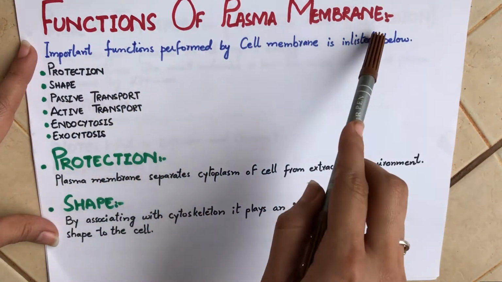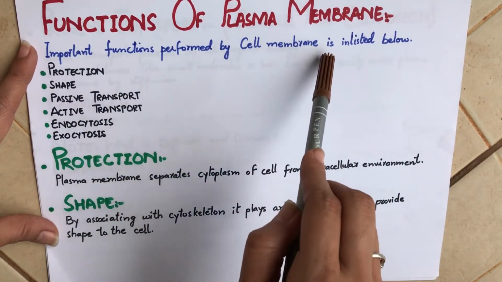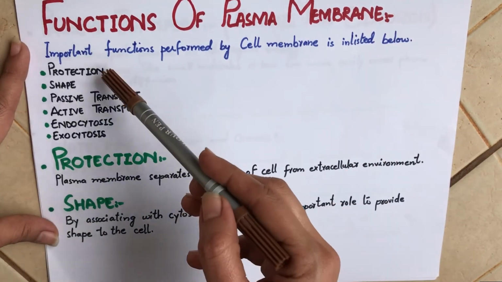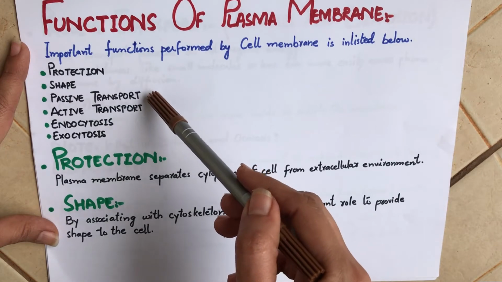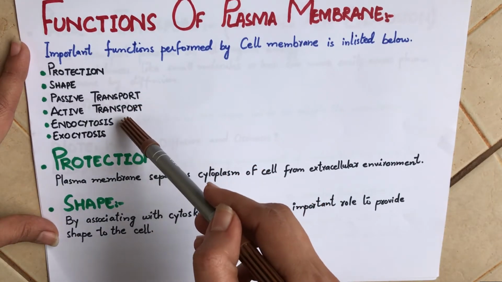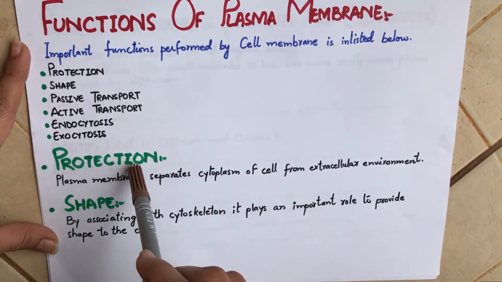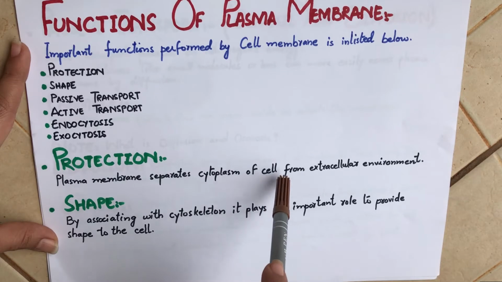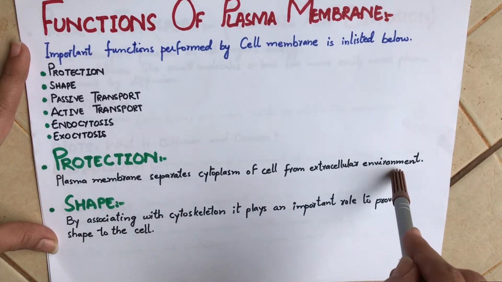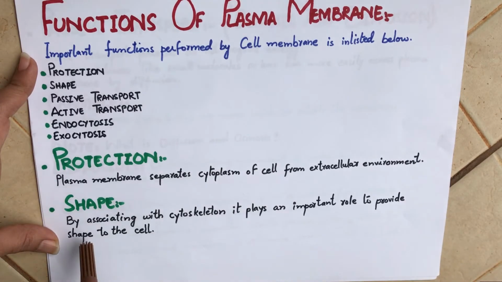Functions of plasma membrane. Important functions performed by the cell membrane are listed below. These are protection, shape, passive transport, active transport, endocytosis and exocytosis. First is protection. Plasma membrane separates the cytoplasm of the cell from the extracellular environment. In this way, it provides protection to the internal organelles of a cell.